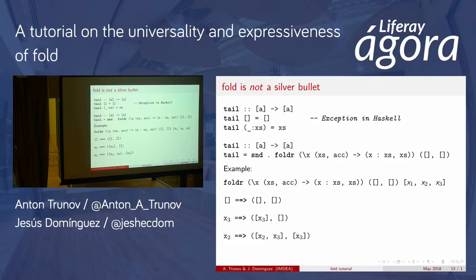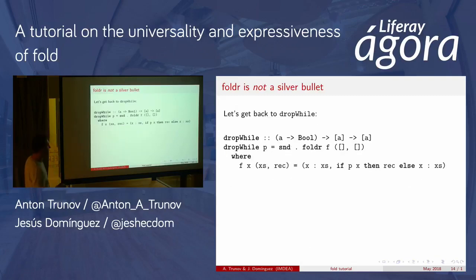So we must return the list we have seen so far. It will be x2, x3. This is the whole list we have processed until this point. And its tail is just x3. And so on and so forth until we accumulated the whole input list and then returned the tail of the list. So this is what this function does, the combining function.